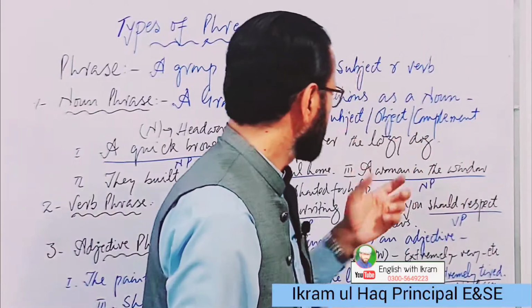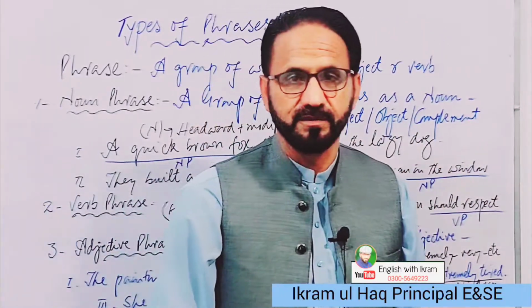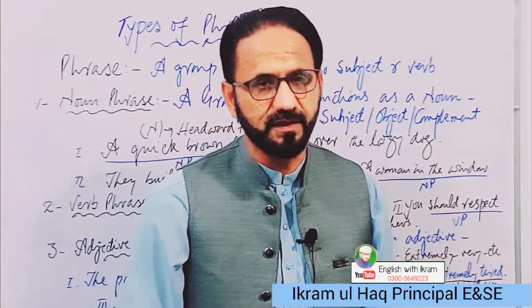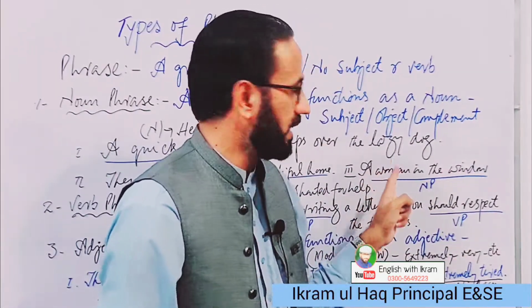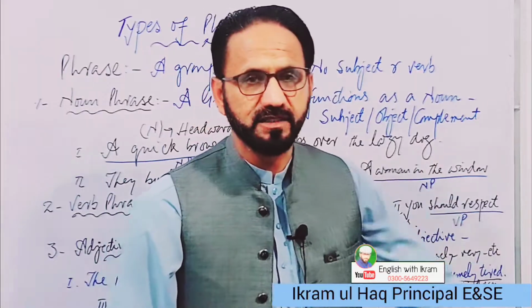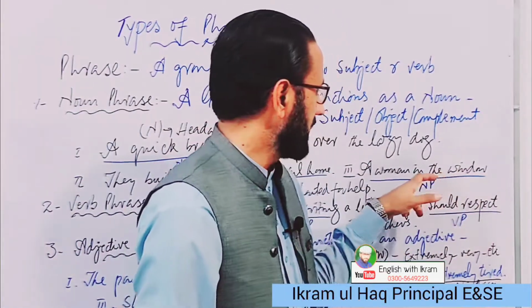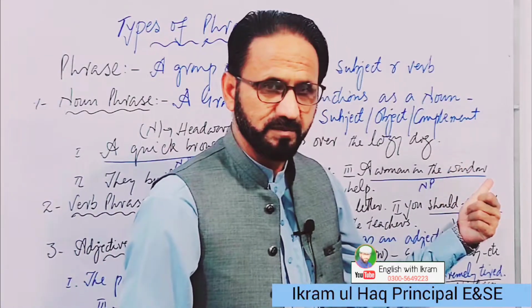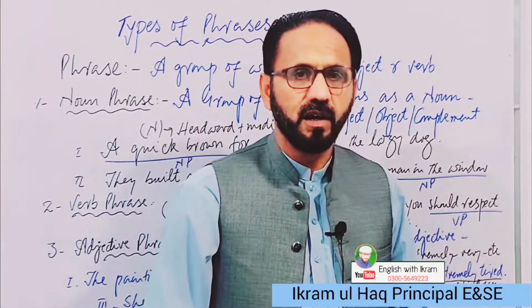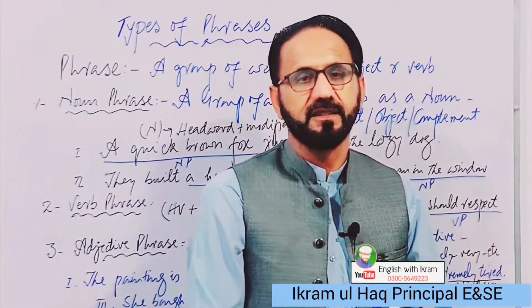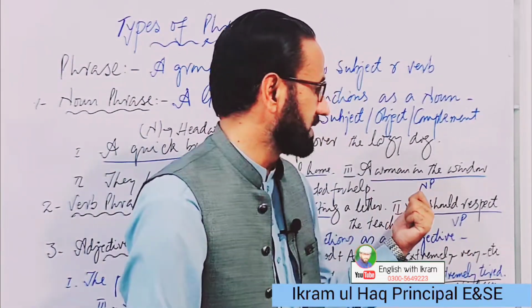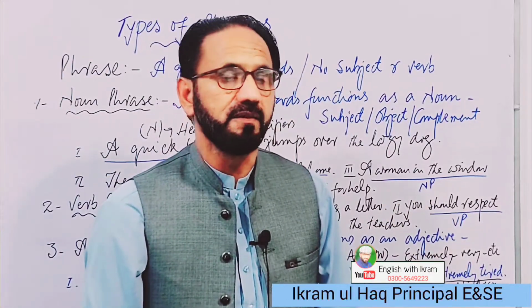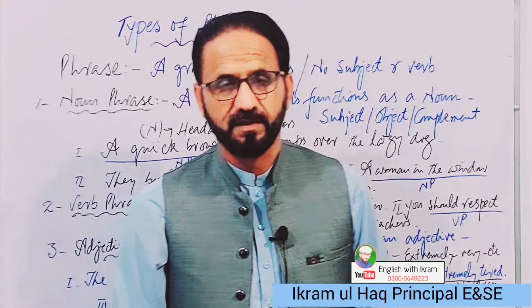One more example: a woman in the window shouted for help. A woman in the window. This is a noun phrase. A woman, a modifier; woman, noun; in the window, that's the post-modifier. Again, preposition and another article modifier, and then window. A woman in the window is the subject of the sentence. And what's she doing? She is crying for help. A woman in the window, it's a noun phrase.